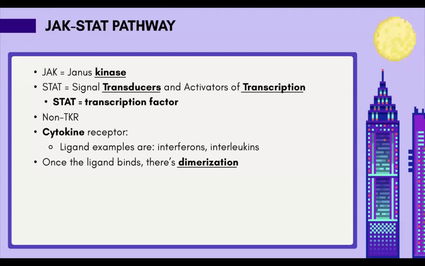And another thing to know about this receptor is that it's a cytokine receptor. So that means the ligand for it is going to be cytokine. So those are interferons and interleukins. And you don't need to know any examples of them. You just have to know this actually. This is the ligand that will bind to a JAK-STAT receptor pathway.